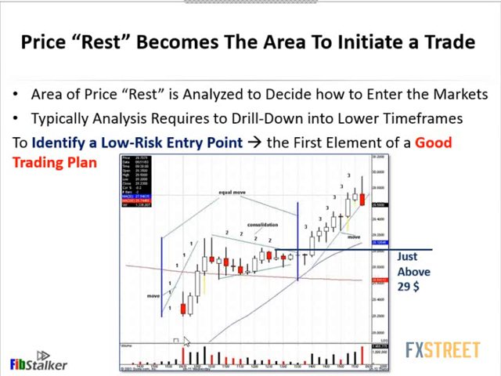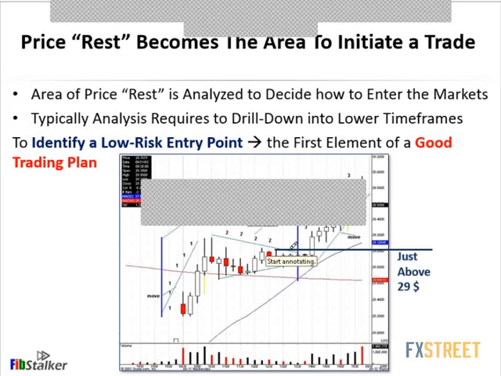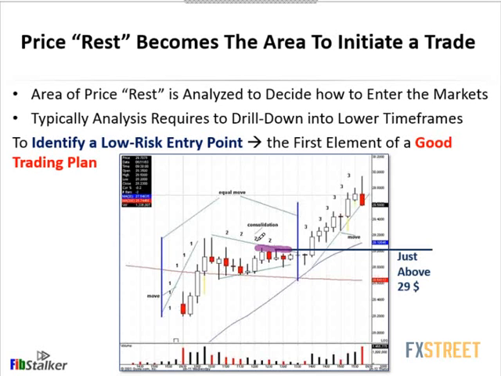And I also showed volume here. I'll talk about volume later on. But let's look at this. We could actually decide to enter just above 29. Why 29? Because that's the high of the last few bars here tagged with 2. And 2 is consolidation. So 1 is move higher, 2 is consolidation, 3 is continuation higher.